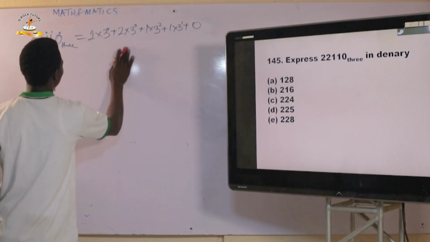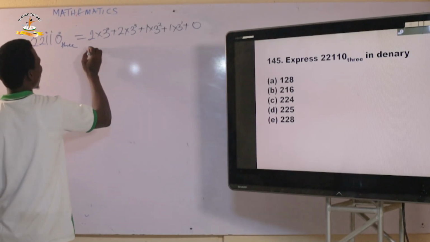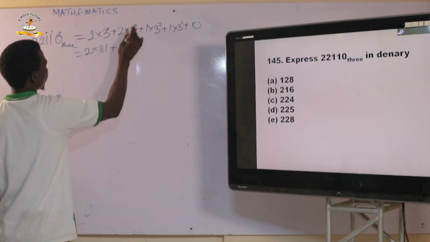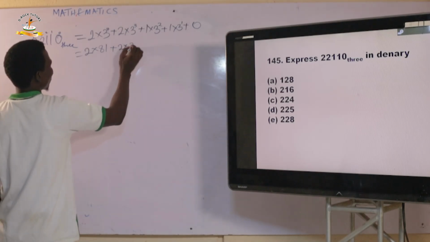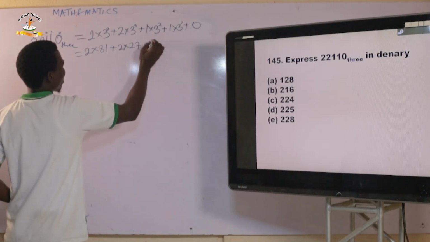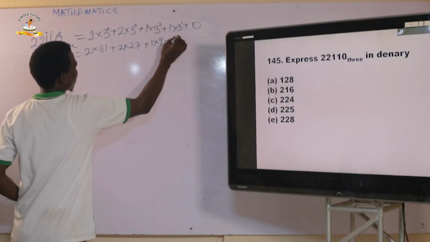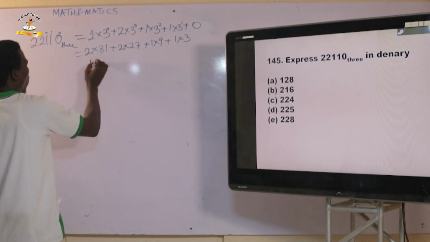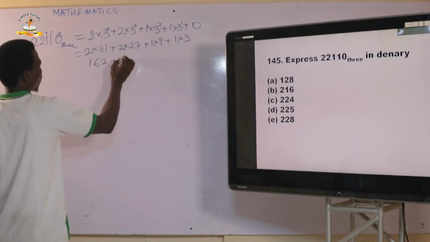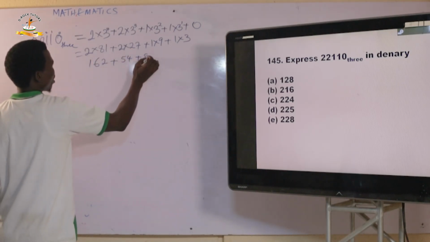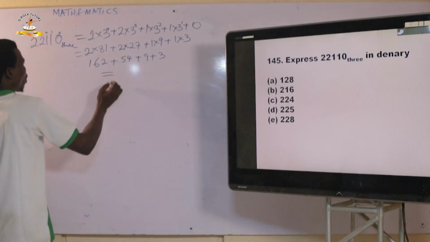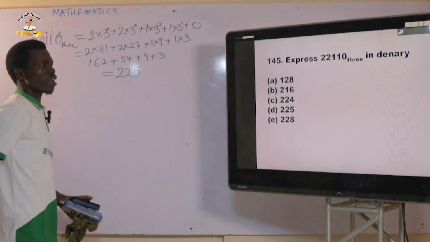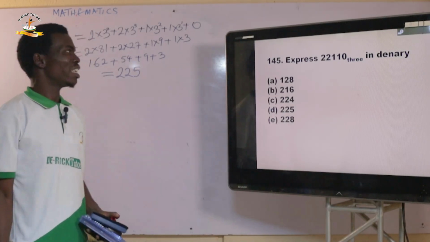So what is 3 raised to power 4? That is simply 81. 2 times 81 plus 3 raised to power 3 is 27. 2 times 27 plus 3 raised to power 2 is 9. 1 times 9 plus 1 times 3. This 2 times 81, that is what? 162 plus 54 plus 9 plus 3. And if you do all of this, you're going to get what? 225. So the correct option is option D. Next.